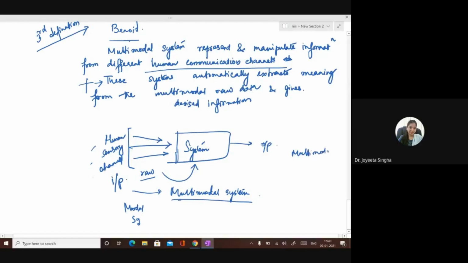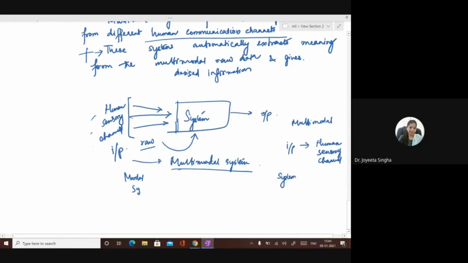He said two things. First, the input must be human sensory channels. And second, the system must be able to capture this raw data and then process it so that it can give out the desired output. If this process is carried out, we call it a multimodal system. That is, the processing is done by the system.